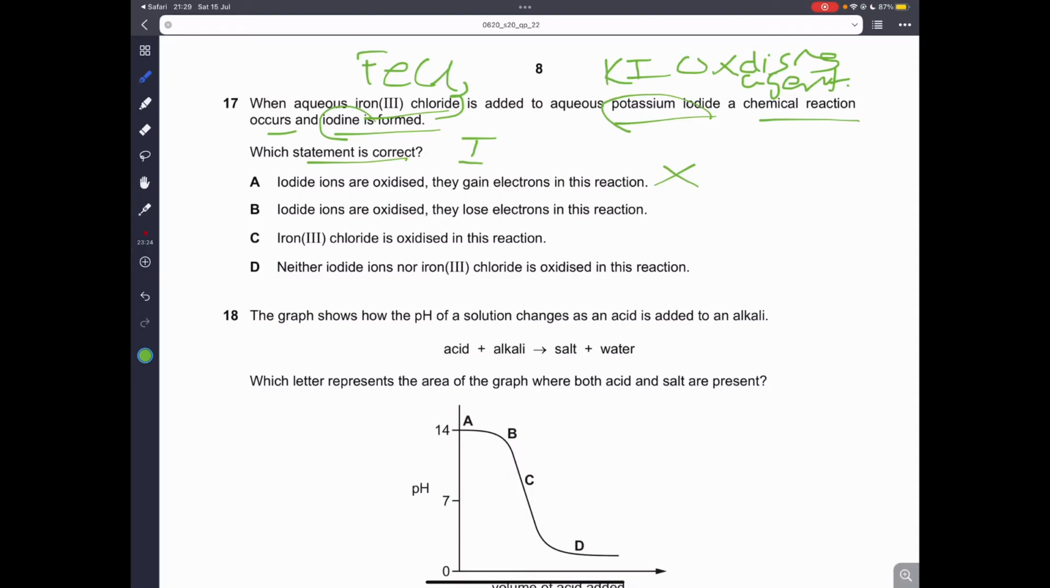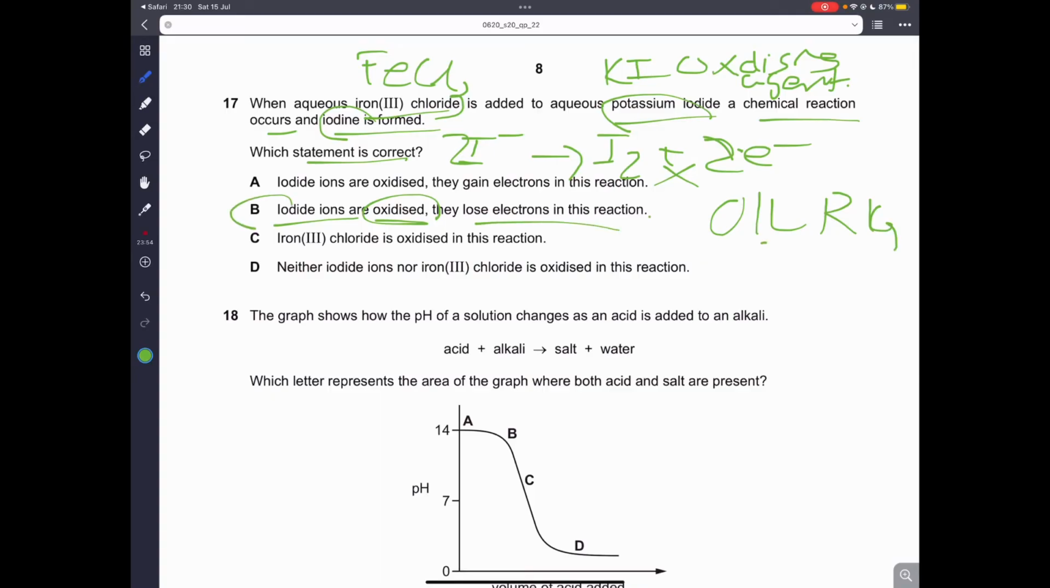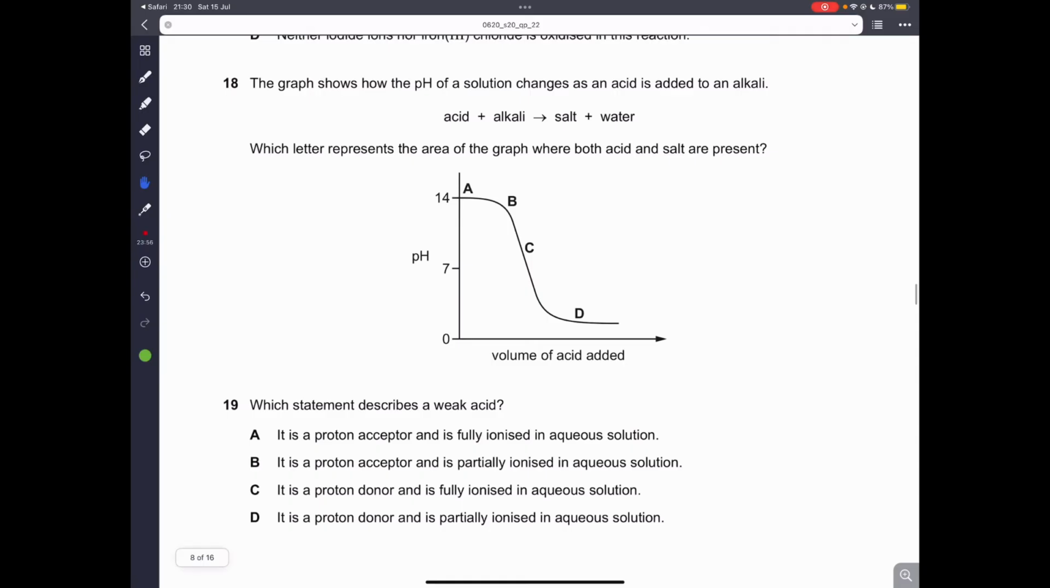formed. Since iodine is formed, the I minus ion in potassium iodide is going to turn into I2, and this is because it's going to lose 2 electrons. So the iodide ions are oxidized because they lost electrons. Remember, OIL RIG, oxidation is loss of electrons, reduction is gain of electrons. So B is the correct answer. Question 18.